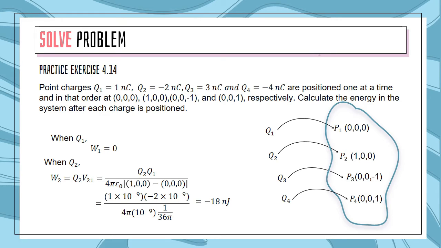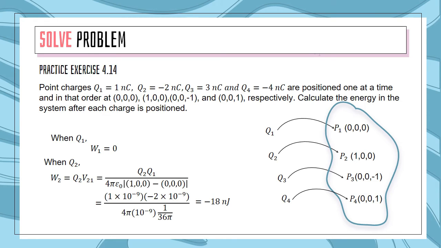So here I have drawn the system with the 4 charges and their positions. The question asks us to find the work done for each charge. So first we find the work done for Q1. As we know, the work done for Q1 is equal to 0. Why? Because there are no other charges present in that system before it.